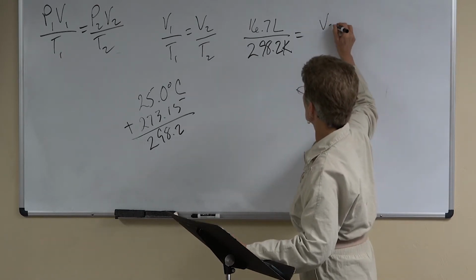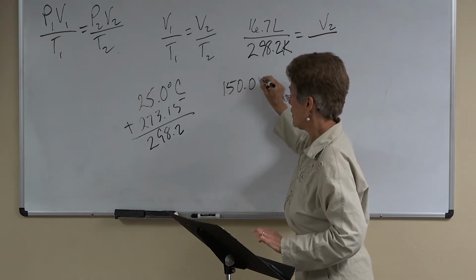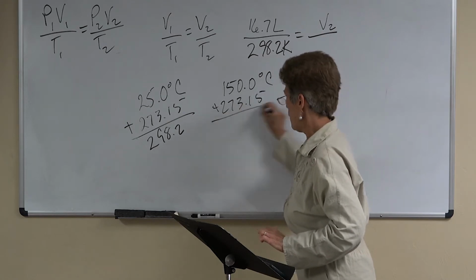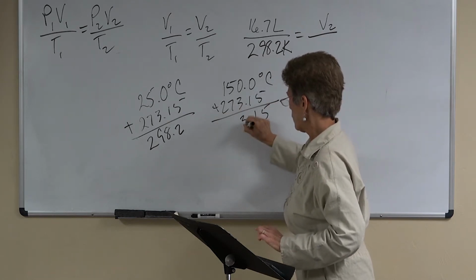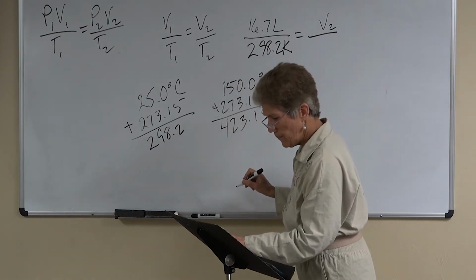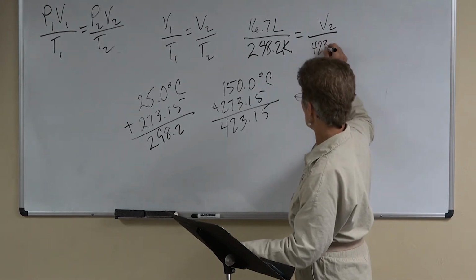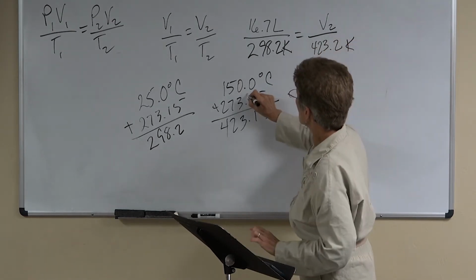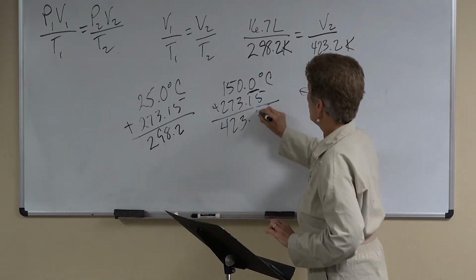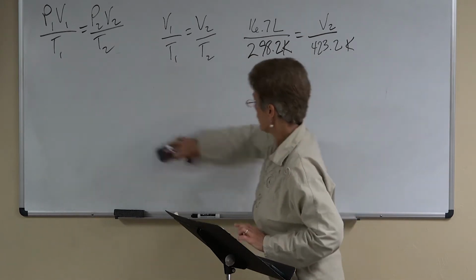So we were looking for V2, and the new temperature is 150 degrees Celsius, plus 273.15. So it's going to give us 312, carry the 1, 423.15. Okay, which is going to end up being 423.2 because you can only go to this place. So we're going to take this out and make it a 2. So I put that there. All right. Make sure you do your conversions to Kelvin.